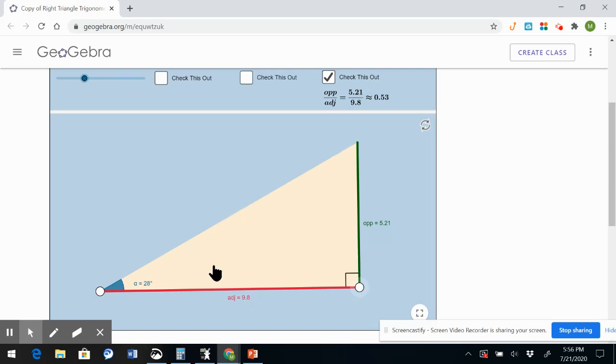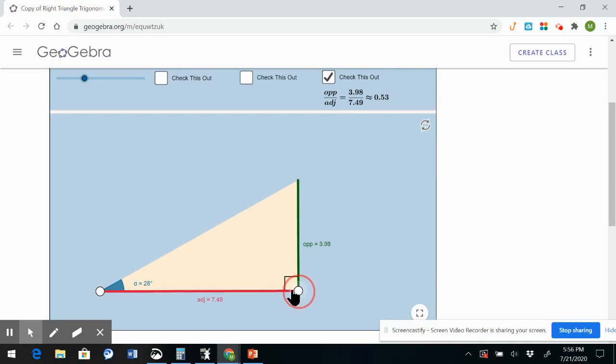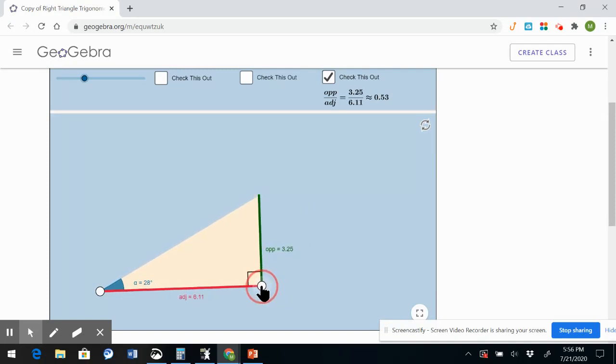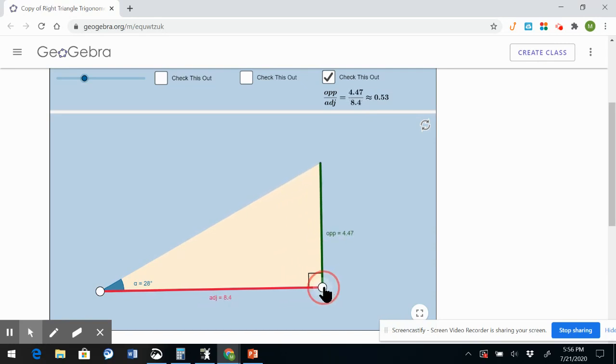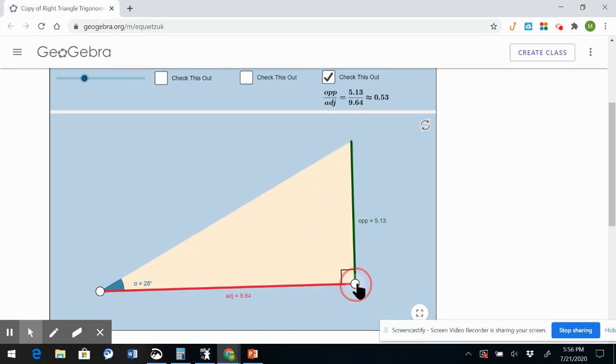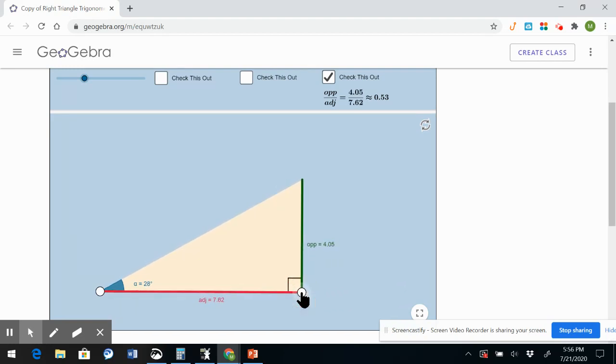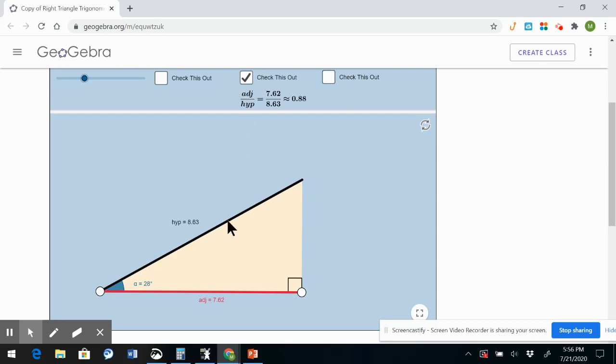So I can see for this angle of 28, if I change the size of my triangle, but my angles stay constant, so I'm not changing my angle of 28, my sides are getting smaller, but if you notice, as I change it up here on the right, my ratio of sides is not changing. So my sides are getting smaller, but when I divide those two sides, opposite divided by adjacent, that ratio remains constant.